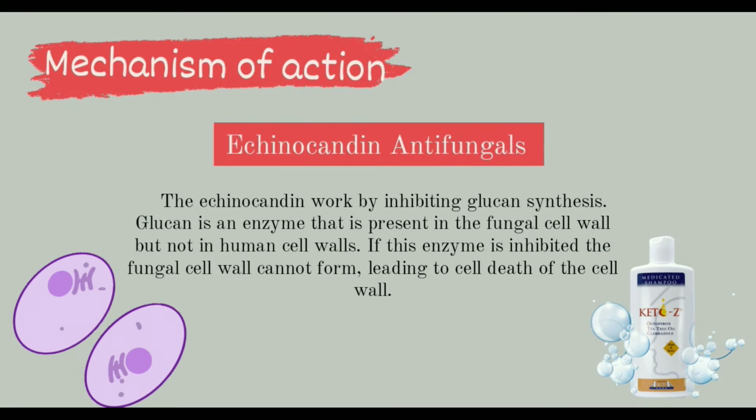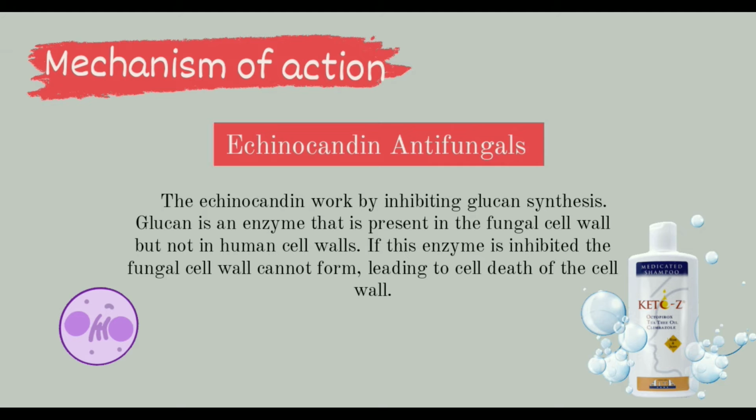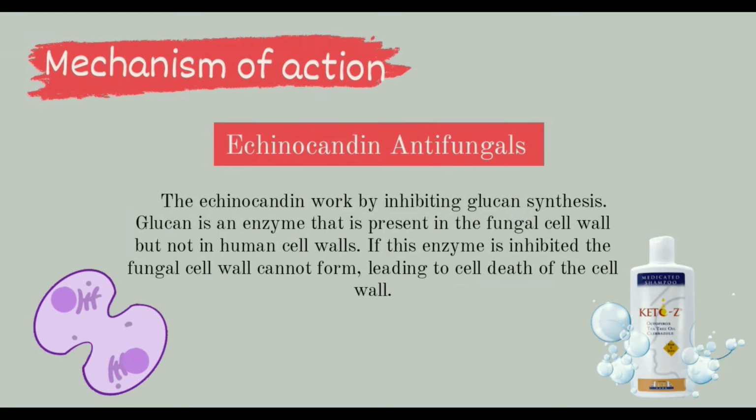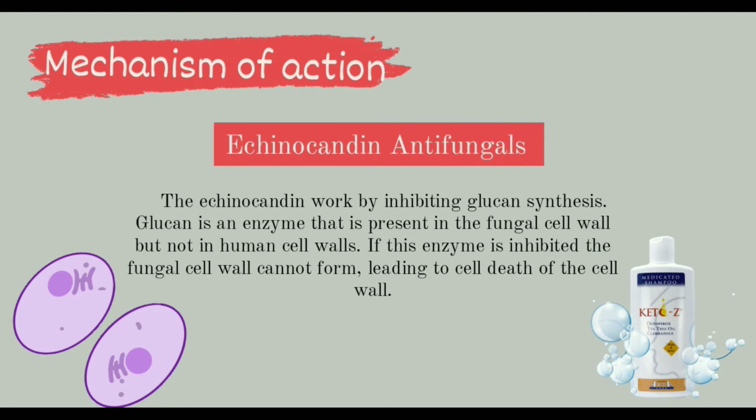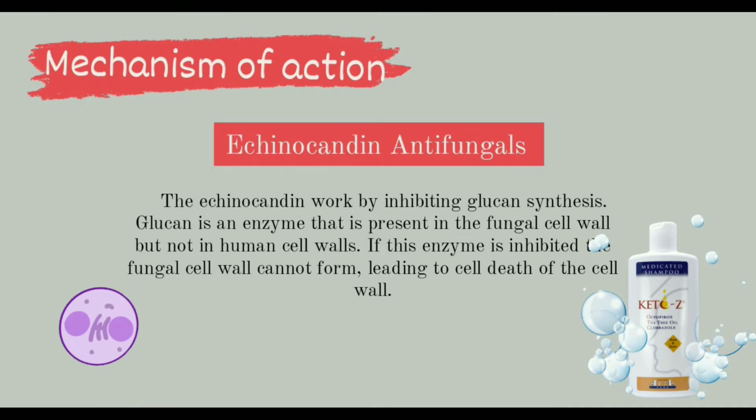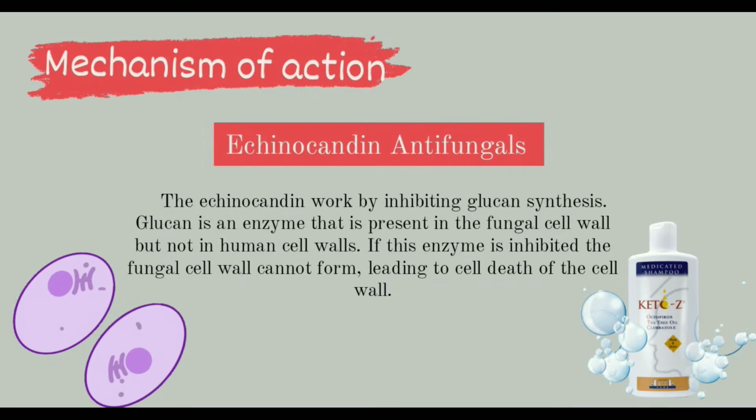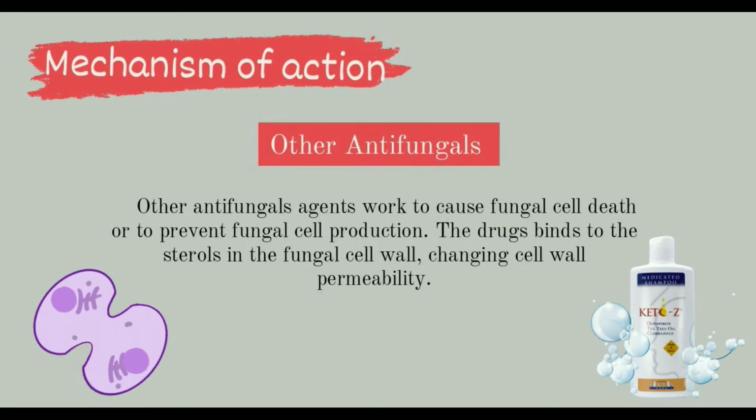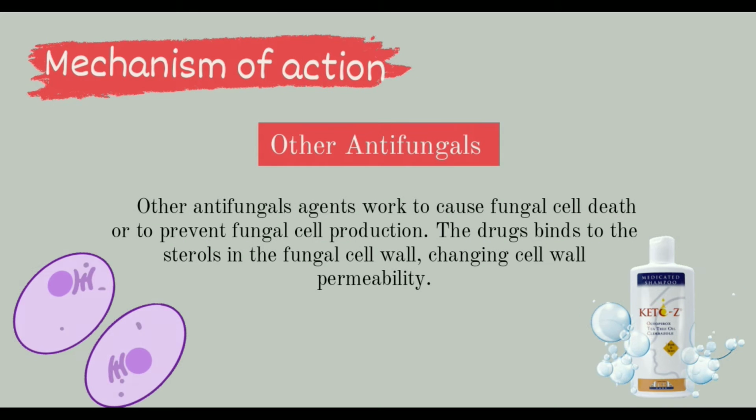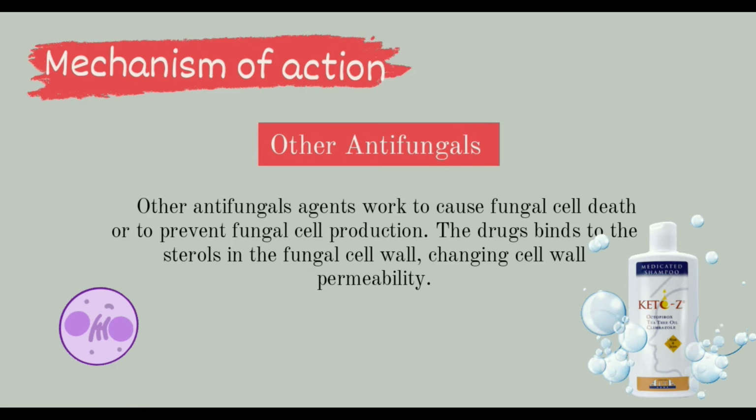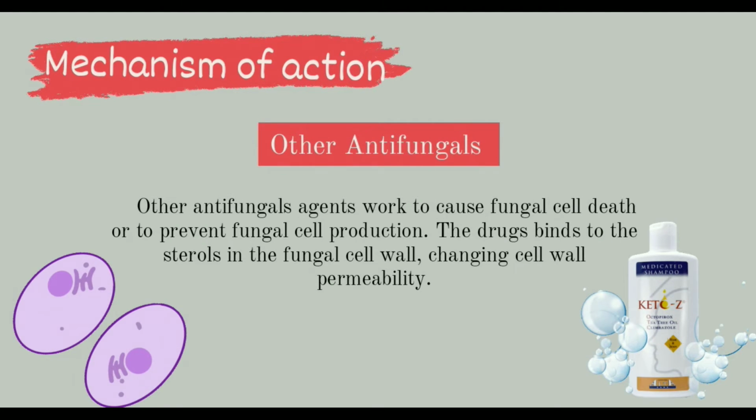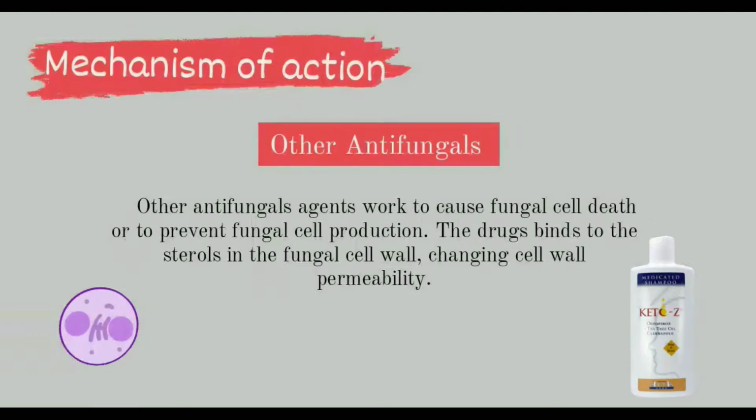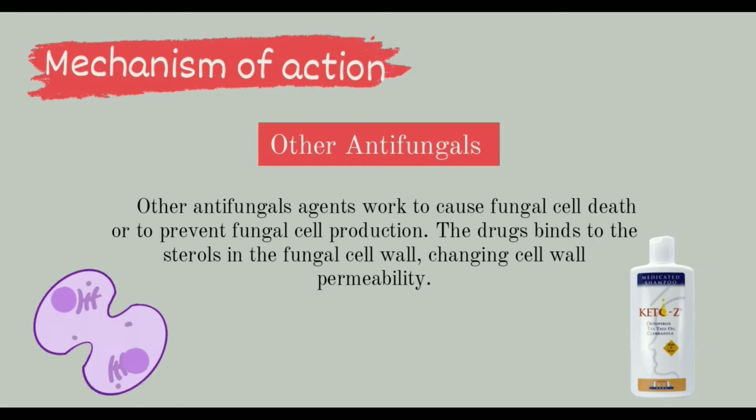Echinocandin antifungals work by inhibiting glucan synthesis. Glucan is an enzyme that is present in the fungal cell wall but not in human cell walls. If this enzyme is inhibited, the fungal cell wall cannot form, leading to cell death. Other antifungal agents work to cause fungal cell death or to prevent fungal cell production. The drugs bind to the sterols in the fungal cell wall, changing cell wall permeability.